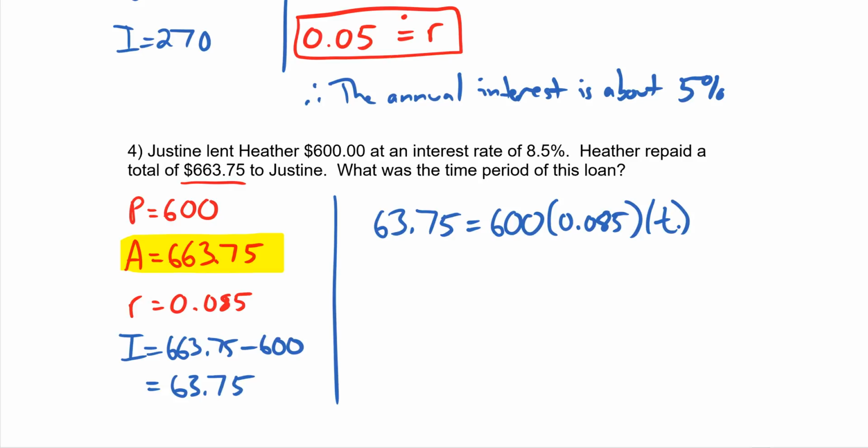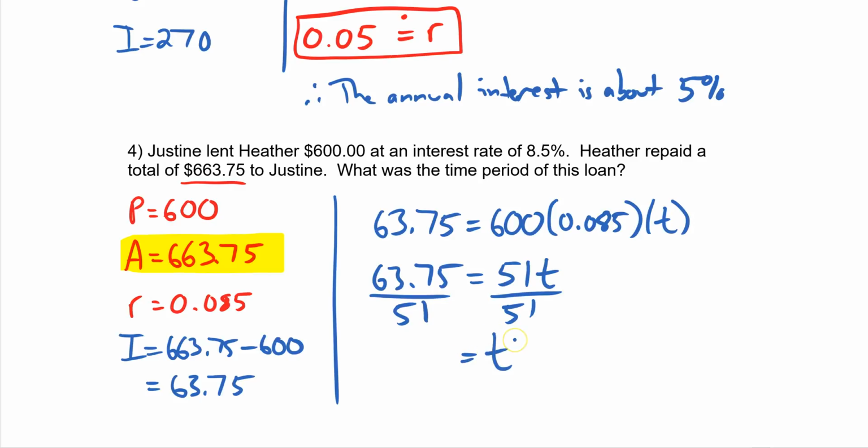Now, just like last time, I'm going to simplify the right-hand side. So 600 times 0.085 is 51. So 51 times T is equal to $63.75. Divide by 51, and we get T is equal to 1.25 years. Now, I'm going to actually write in years this time, so 1.25 years.